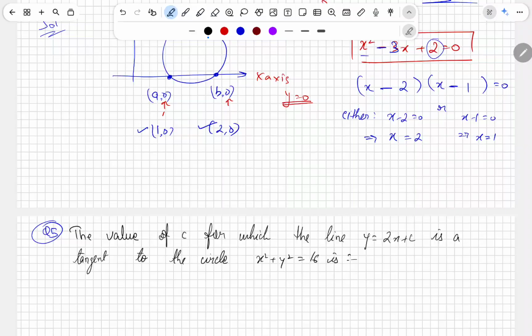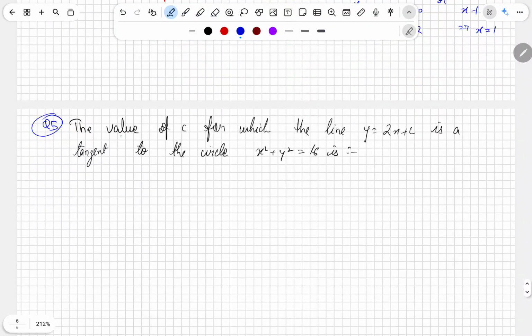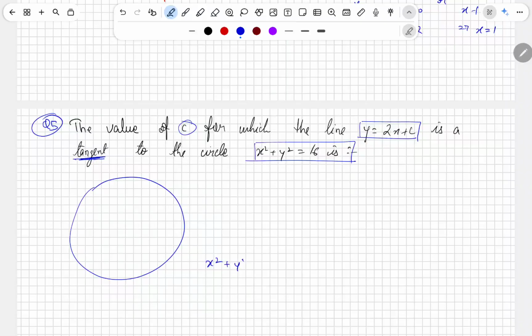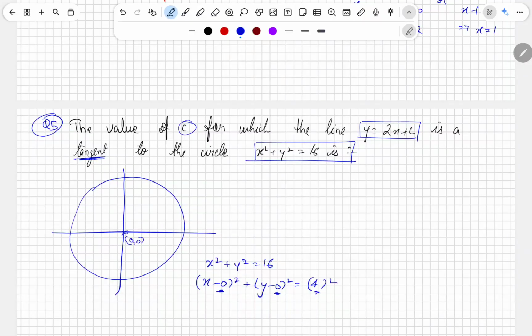Okay, the question is in front of you. Let's try to understand what the question is saying. We have to find the value of c for which this line is a tangent to this circle. There is a circle whose equation is given in the form x square plus y square equals 16. I can write it in the form x minus 0 whole square plus y minus 0 whole square equals 4 whole square. So now the coordinates of the center will be 0 comma 0. That means the center lies at the origin. Radius is 4. So this is going to be 4 comma 0.